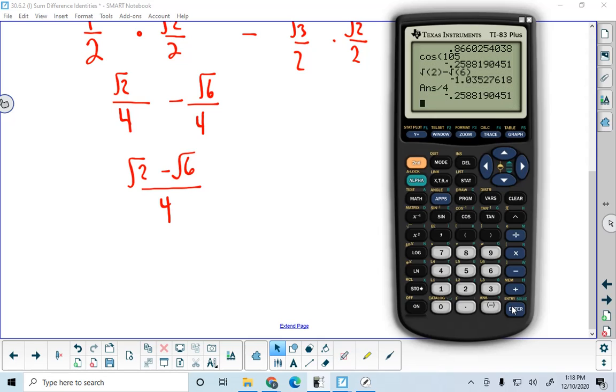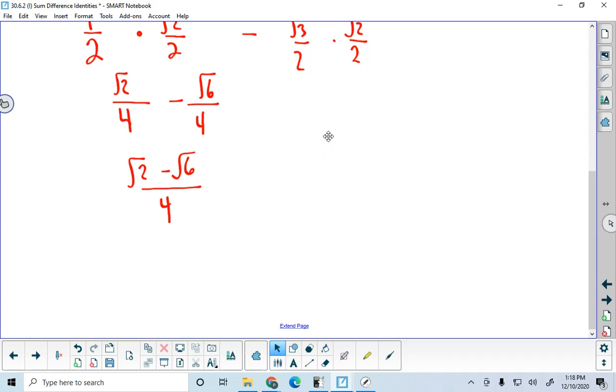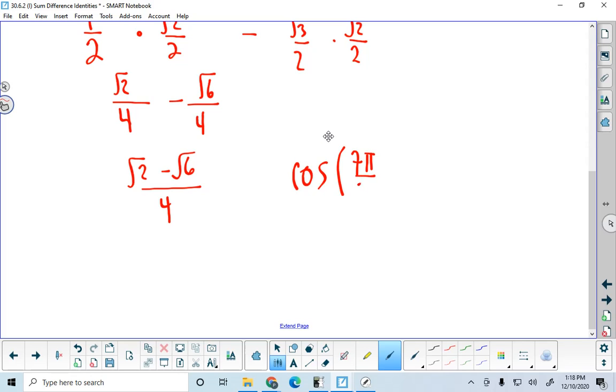This is an academic algebraic course preparing you for calculus and post-secondary. A typical exam question might be cosine of 7 pi over 12 equals root A minus root B over C. What are the values of A, B, and C? Well, it's 2, 6, and 4.